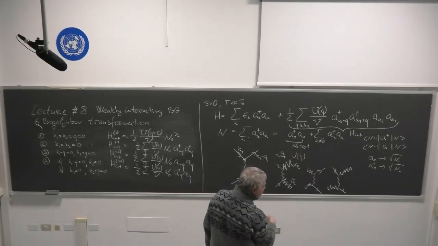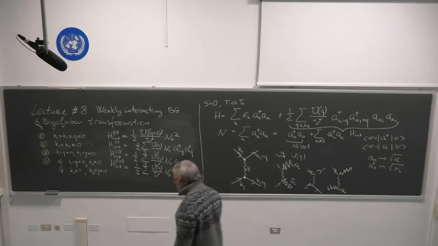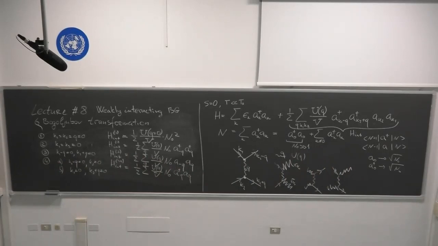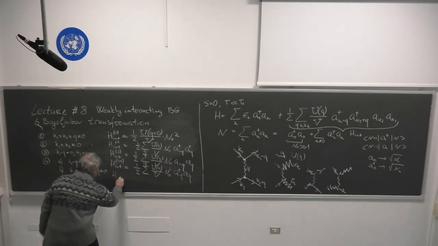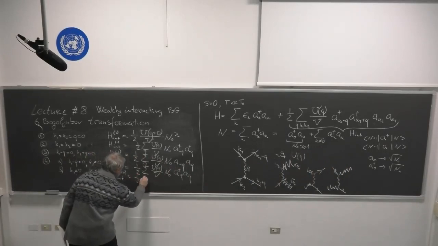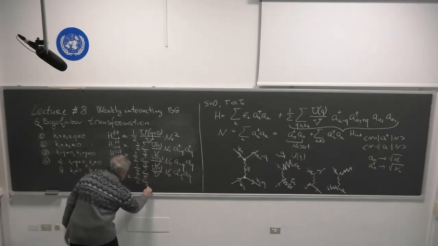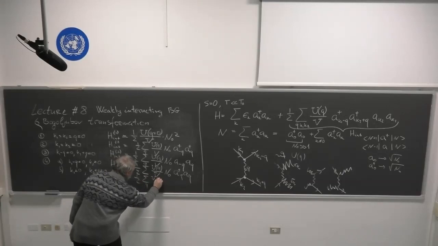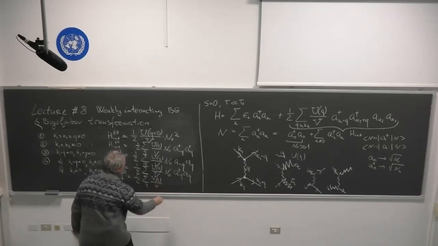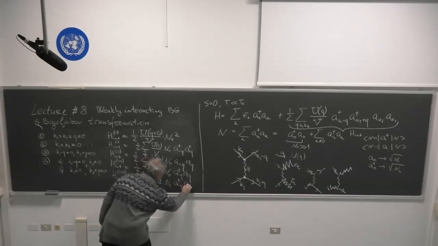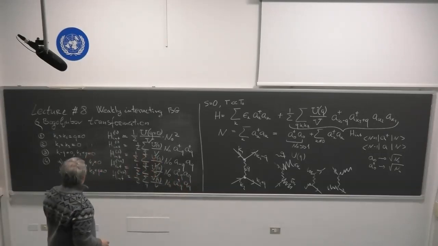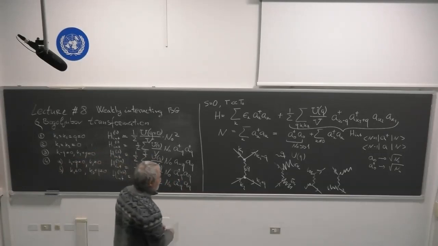So the diagrammatic language is very powerful because you can visualize what you are doing, and it's also powerful from the point of view of doing calculations. So H interaction for B is also equal to 1/2 sum over Q, U, Q, N node A dagger Q, A Q. So now I have 2 more possibilities.